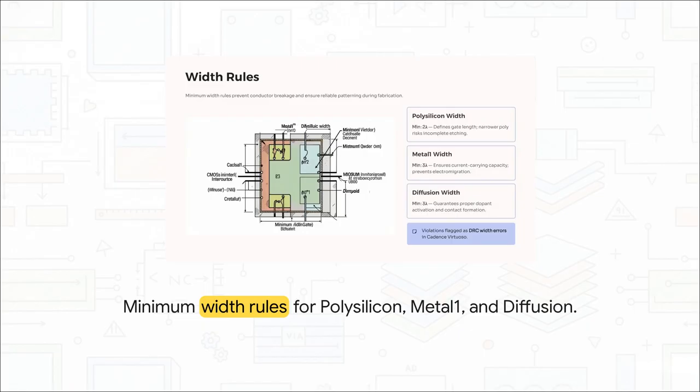Then you've got your metal 1 width, requiring a minimum of 3 lambda to ensure it has enough current carrying capacity to prevent electromigration. That's a nasty phenomenon where the metal literally just wears away over time. And diffusion width also sits at 3 lambda, guaranteeing proper dopant activation and really reliable contact formation.